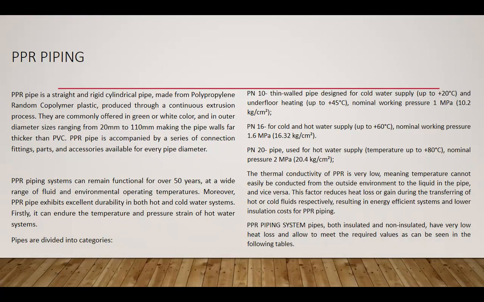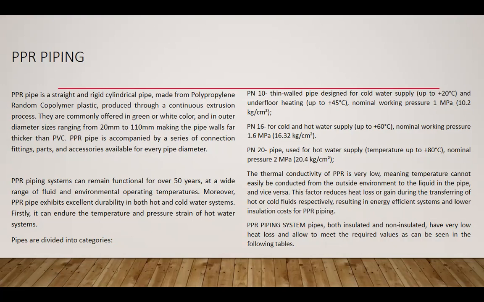Pipes are divided into categories. The PN10 is the thin-walled pipe designed for cold water supply up to 20 C and underfloor heating up to 45 C. Nominal working pressure 1 megapascal or 10.2 kilogram per centimeter squared. Then PN16 is for cold and hot water supply up to 60 C. Nominal working pressure is 1.6 megapascal, 16.32 kilogram per centimeter squared.